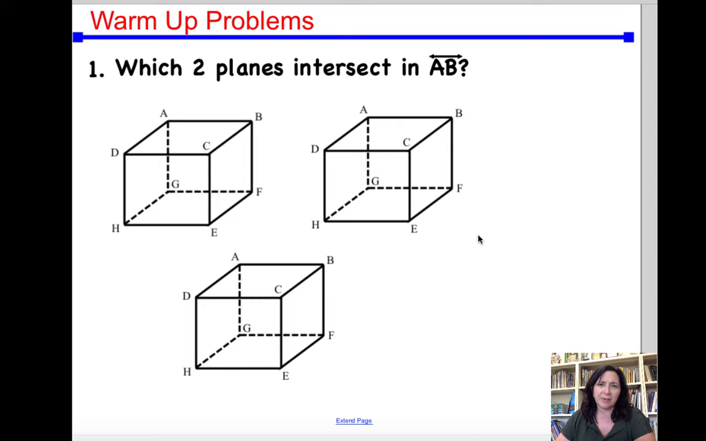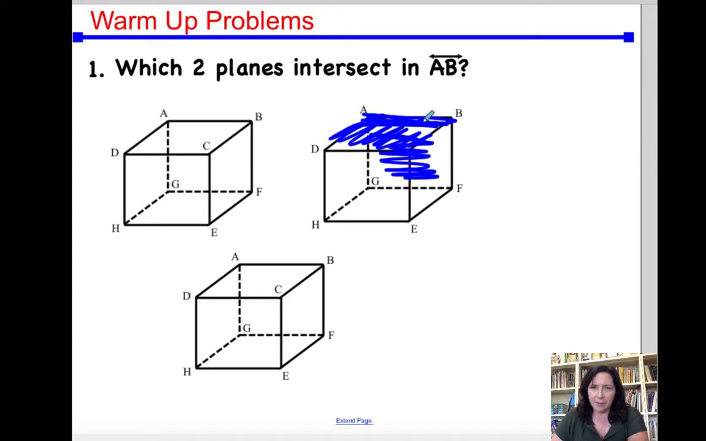The question is which two planes intersect in line AB. Just a note for this problem: there are so many different answers. Going over a couple of them, if I'm trying to intersect in this line right here, I could have this plane here and the one behind it, and that would intersect right there. I could have this top plane again, and this one that slides down to the front at an angle. That also would intersect in AB.